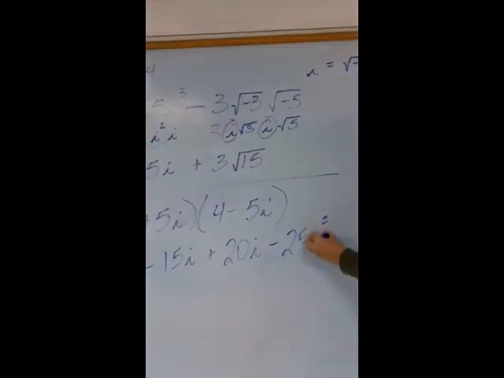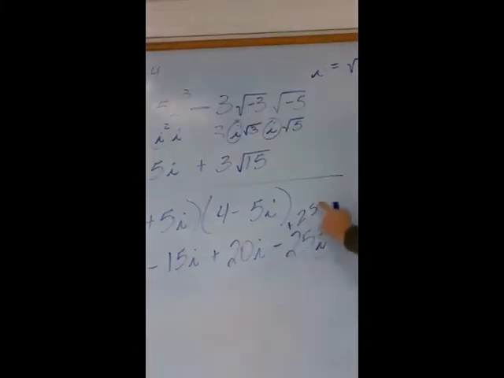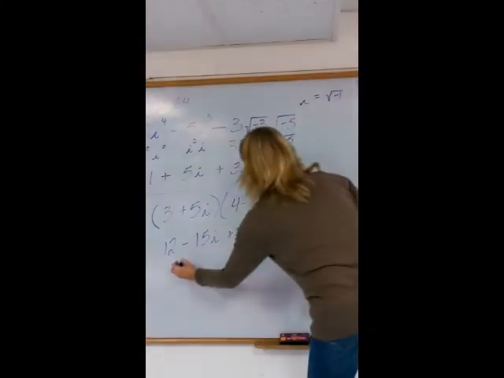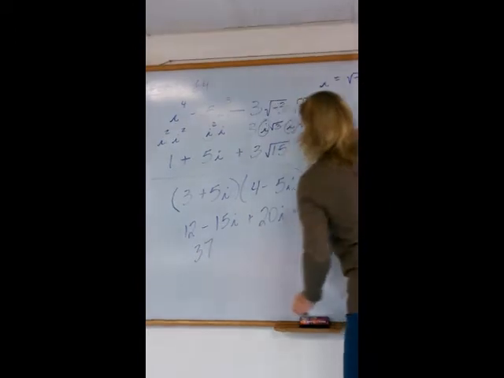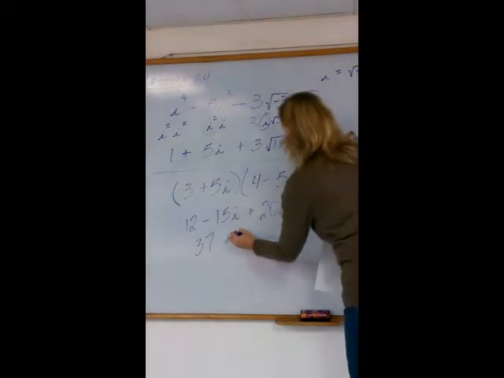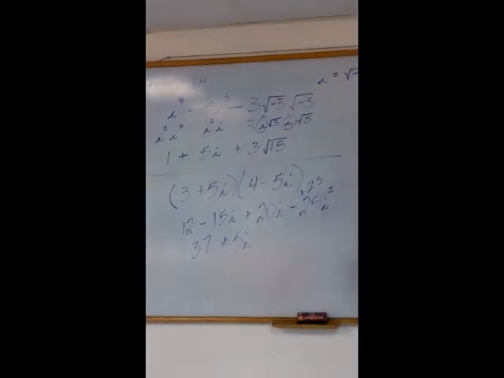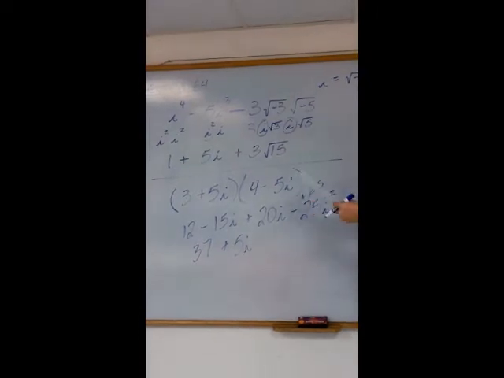Now remember here, i squared is a negative 1. So this actually makes this whole term plus 25. So I could take 12 plus 25 and get 37. And then I could take my imaginary part and take negative 15 plus 20 and get 5i. And so 37 plus 5i would be my final answer on that one.